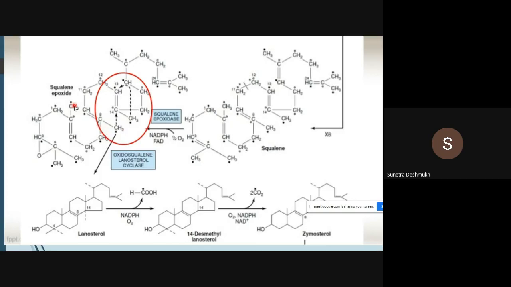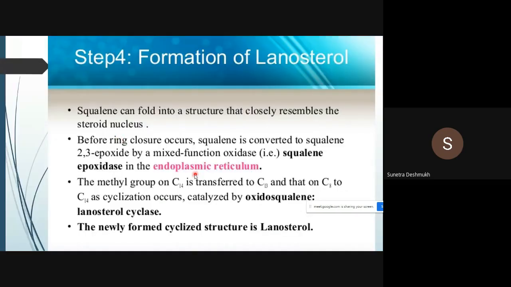We are going to convert this squalene epoxide into lanosterol. How do we convert it? Before ring closure occurs, squalene is converted to squalene epoxide, as we have seen, by squalene epoxidase in the endoplasmic reticulum. So this epoxide formation occurs in the endoplasmic reticulum. Now, what changes do we make in the squalene epoxide structure to achieve the lanosterol molecule?